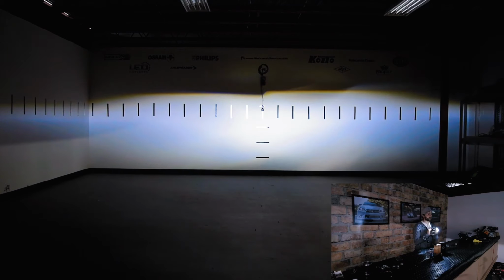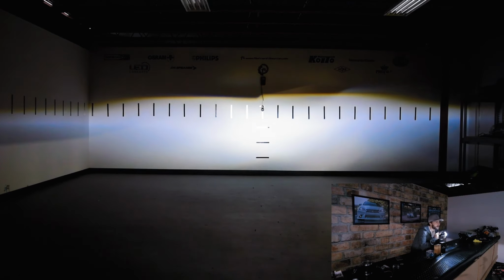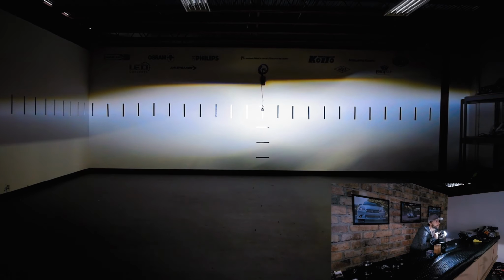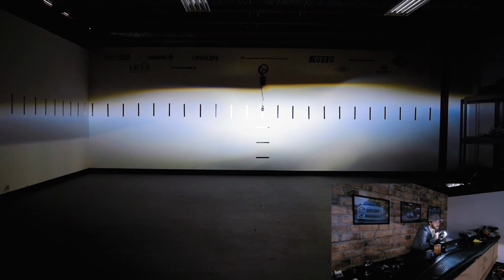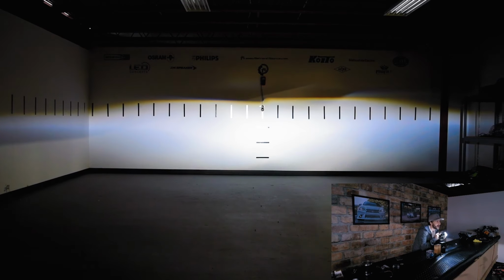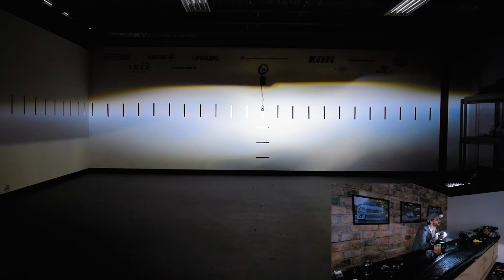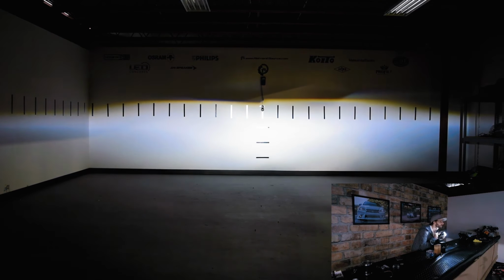Okay, so as you can see here, it looks like we have a lot more intensity overall throughout the beam pattern. But what about those important points, that hot spot in the middle, which gives you that down road vision, and also along the upper edge of that cutoff line, which gives you that vision along the sides of the road? So we'll check the intensity here, and let's see how this fares in comparison.